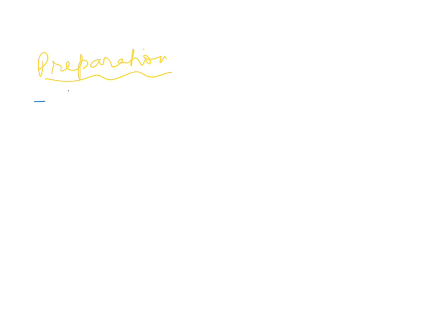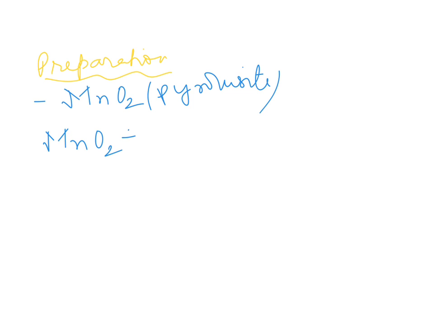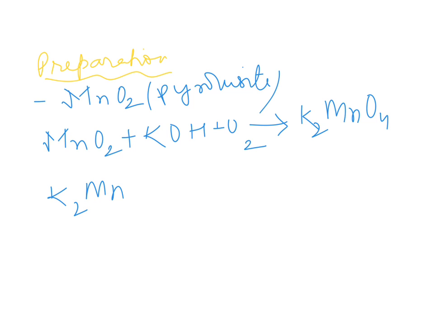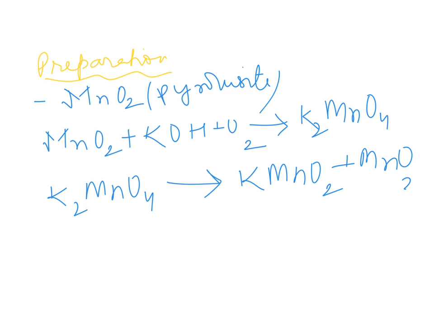First preparation is from MnO2, or you can call it pyrolusite. It is brown-black in color. So MnO2, if you react it with KOH and oxygen, then you will get K2MnO4, which is dark green in color. Now this K2MnO4 undergoes disproportionation reaction and forms KMnO4 and MnO2. So this is the first preparation.